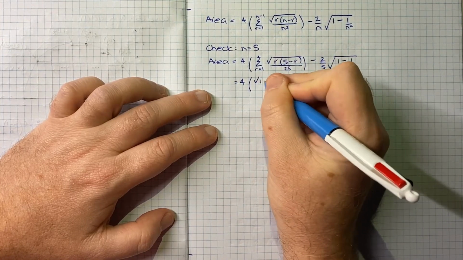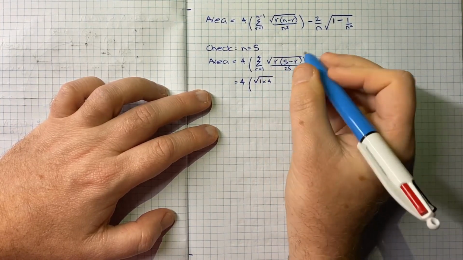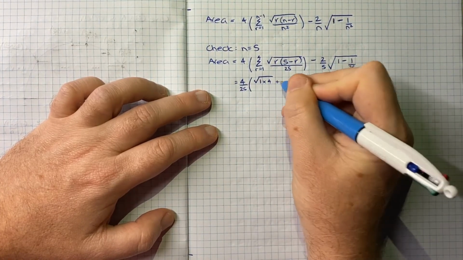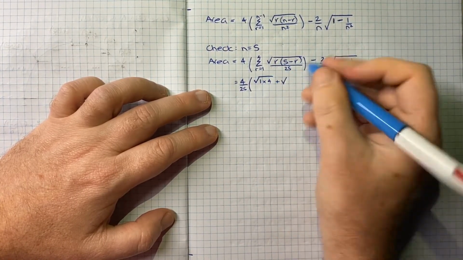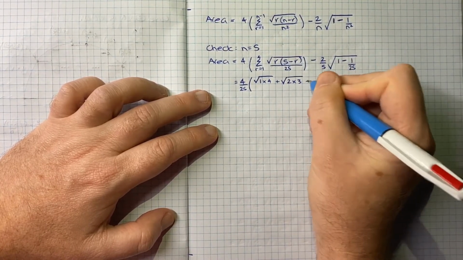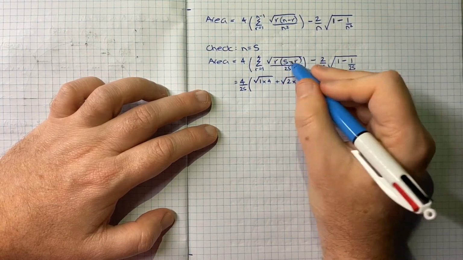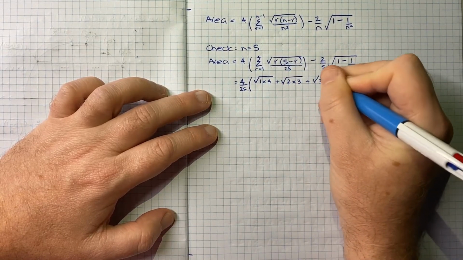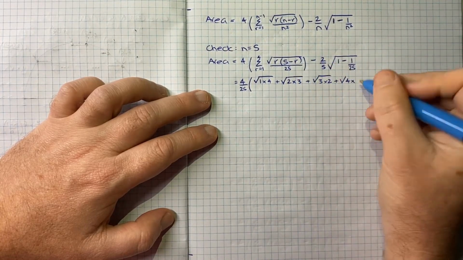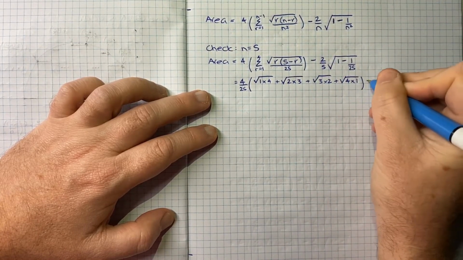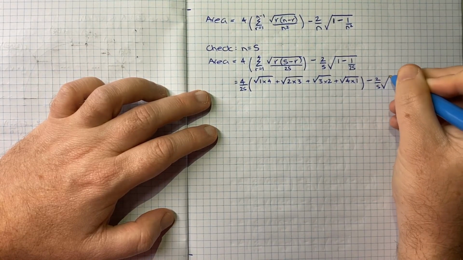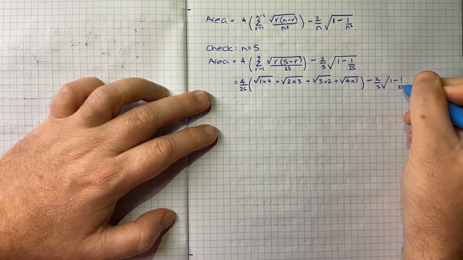square root of 1 times 4, and I'll bring out this 25 again so I don't have to keep writing it, plus the square root of 2 times 3, plus the square root of 3 times 2, plus the square root of 4 times 5 minus 4 is 1, minus 2 on 5 times the square root of 1 minus 1 on 25.